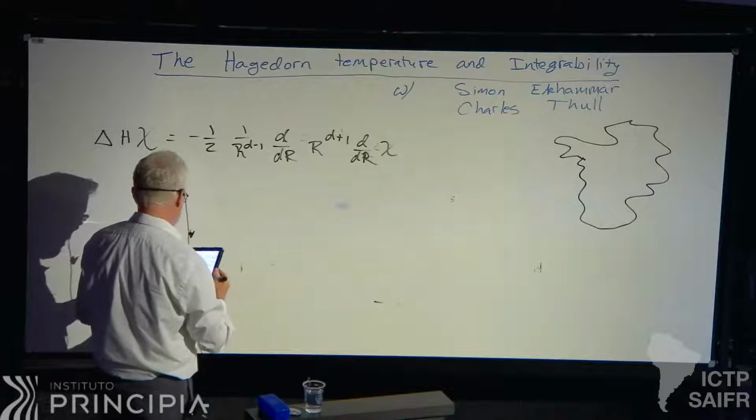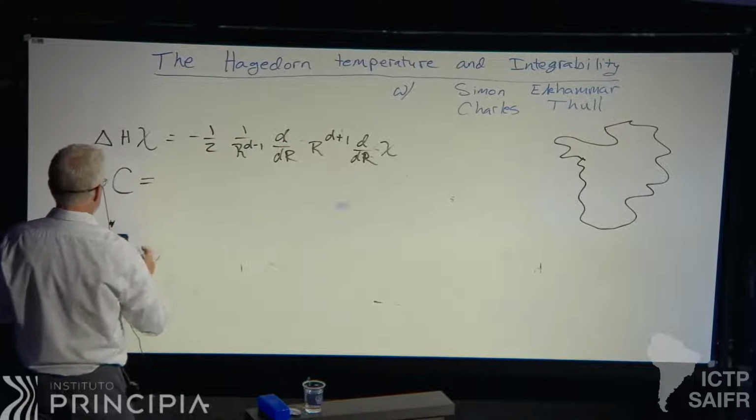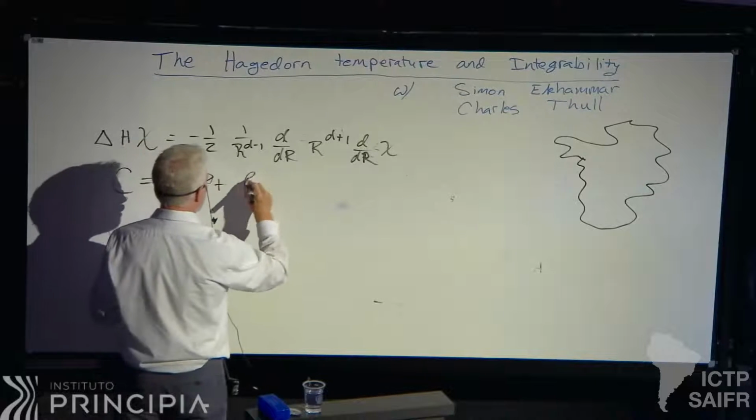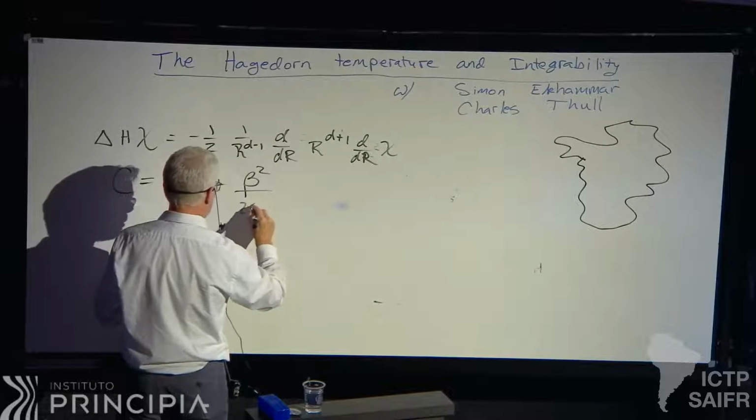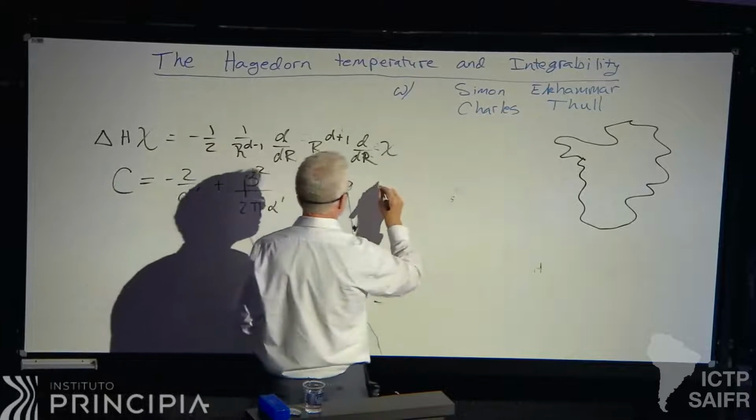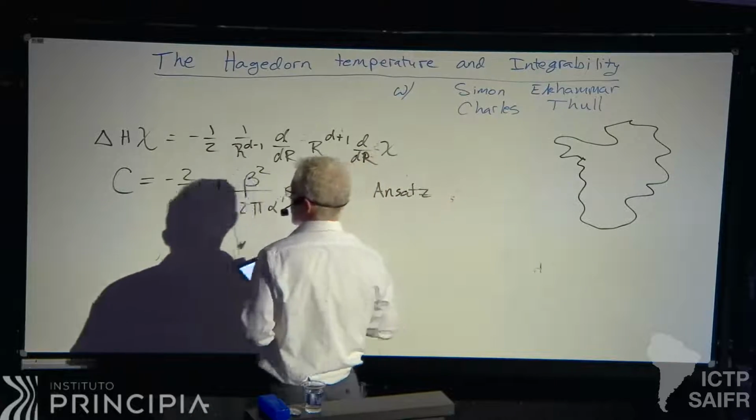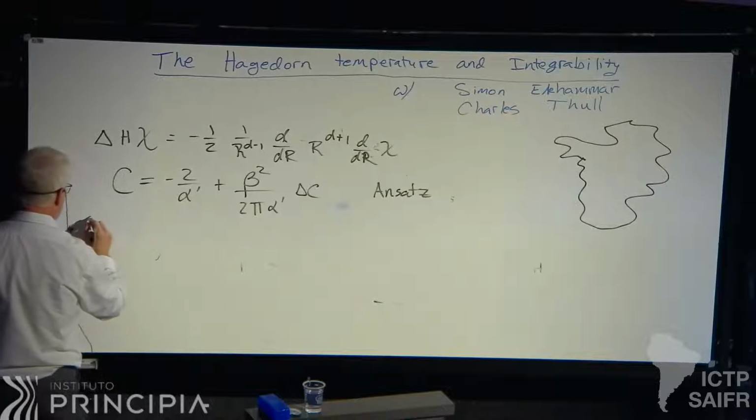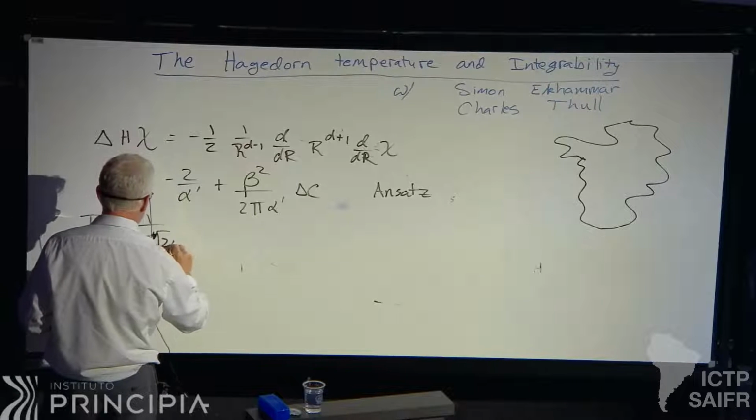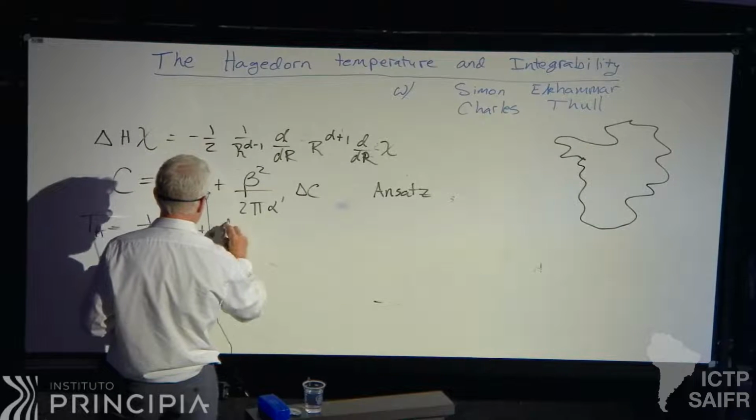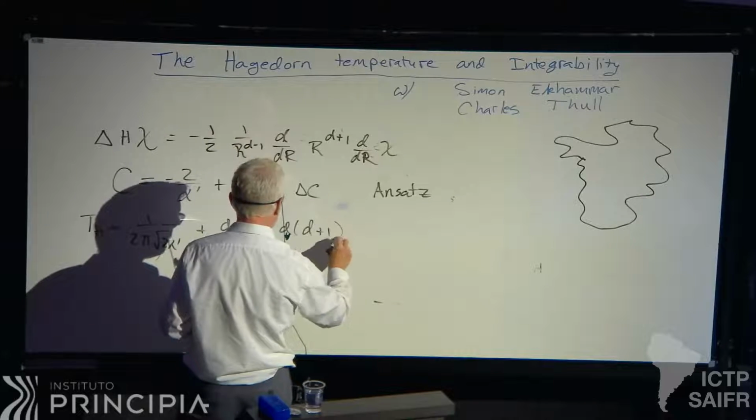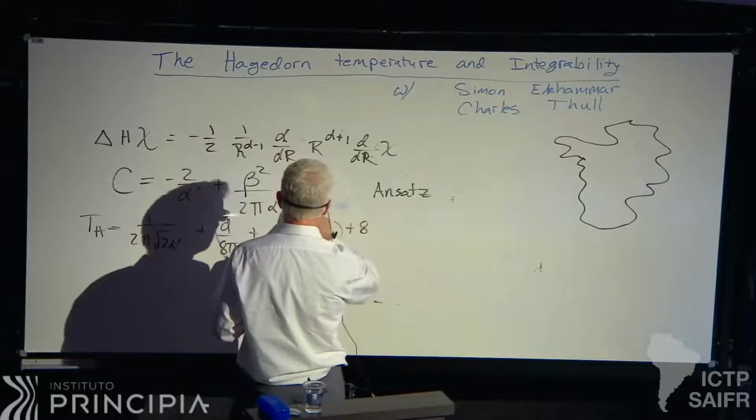And what you find then, if we assume that our constant is minus 2 over alpha prime plus some, I'm going to make some ansatz as to what this correction is going to look like. Okay, so this is an ansatz. Then what you find is that the dH is equal to 1 over 2 pi times the square root of 2 alpha prime plus d over 8 pi plus, we can go to 2 orders here, d plus 1 plus 8 times this delta c term here.